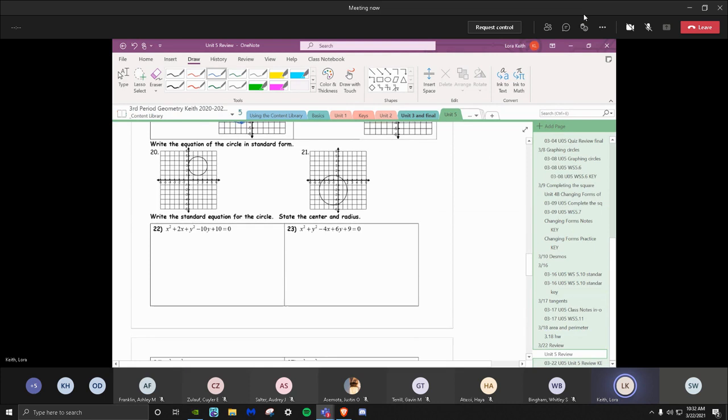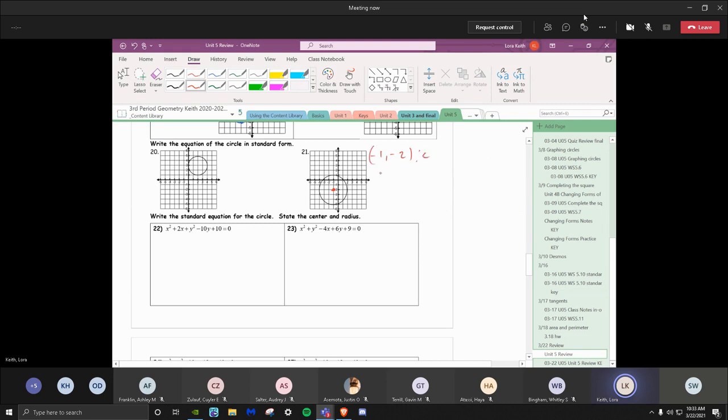Okay, so let's try 21. So we're going to find the center and the radius. For the center, you really just have to look at it. So our center would be this point right here. That's the middle of all the points. So our center is at -1, -2.